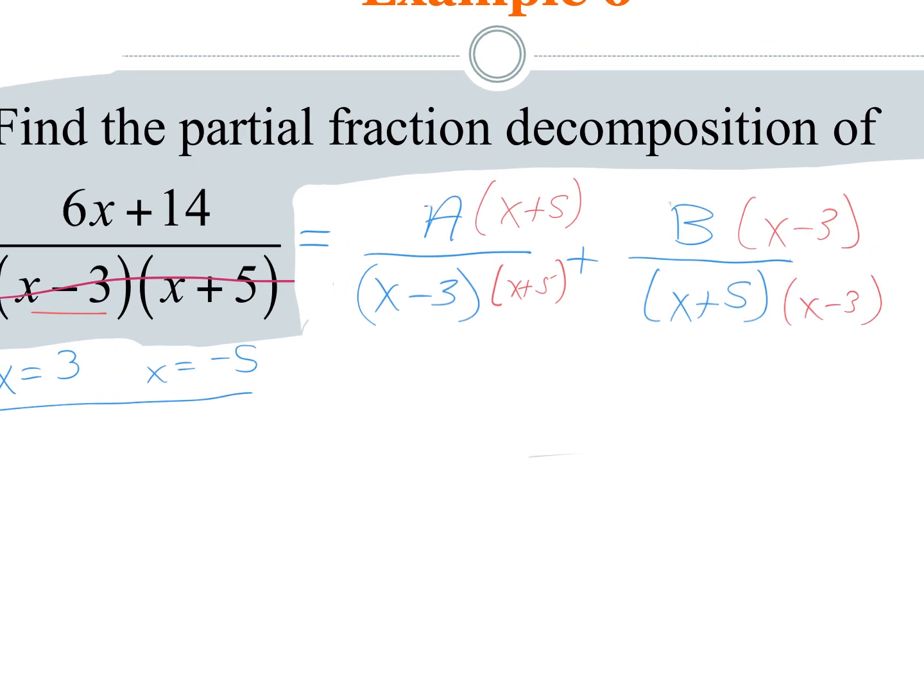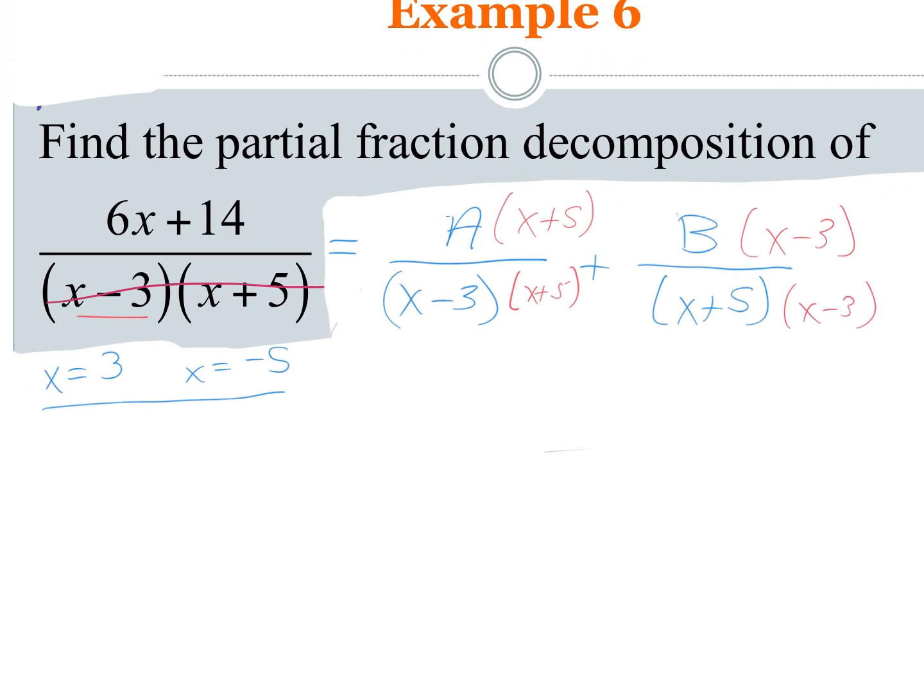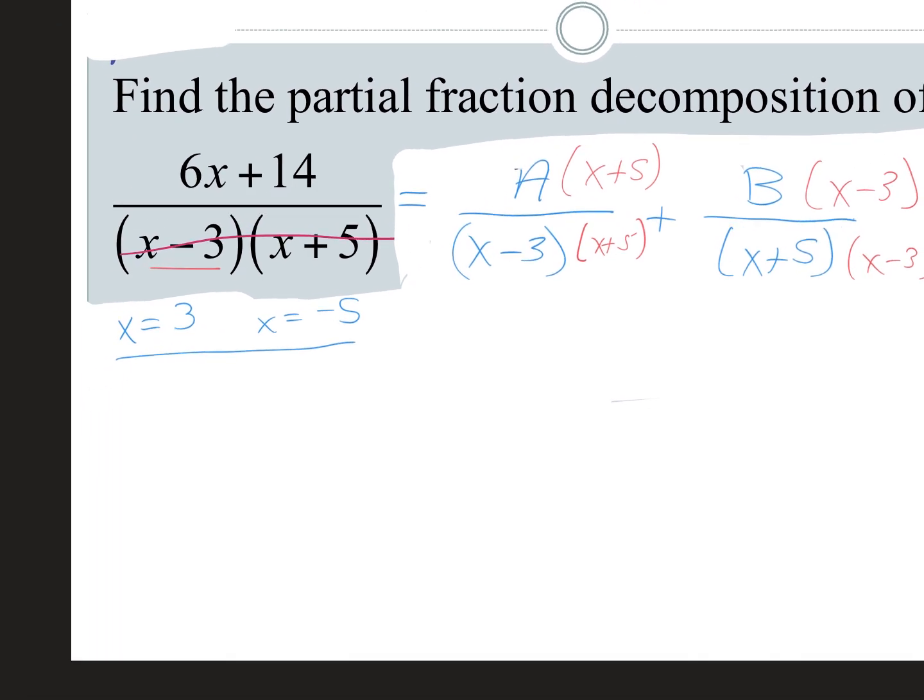What do you notice now about the denominators on either side of the equal sign? They're the same. You can just cross them off. You don't have to worry about them anymore. All right, they're not in your brain anymore. What is in your brain is the numerator of both sides.